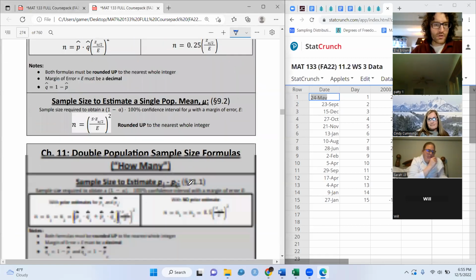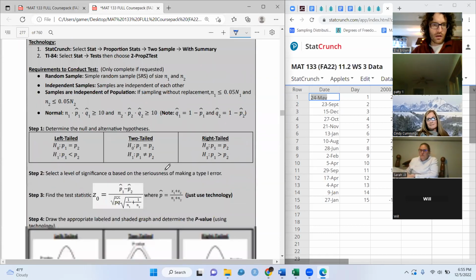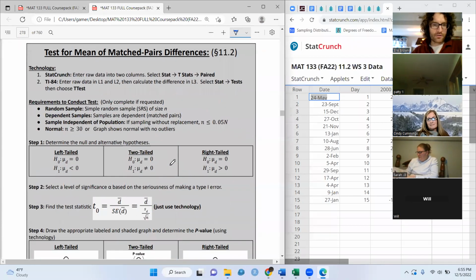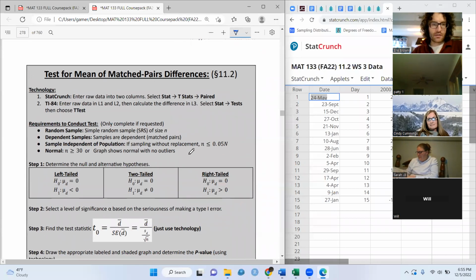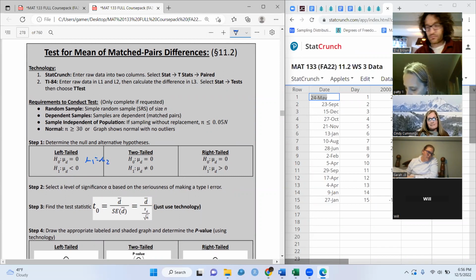Note that when we do one of these dependent samples, where it's matched pairs differences, these are our 3 options. We can write these 2 ways. We can either show the mean of the difference is equal to 0, or you could do it like the mean of the first is equal to the mean of the second. And the mean of the first is less than the mean of the second. It can go either way.